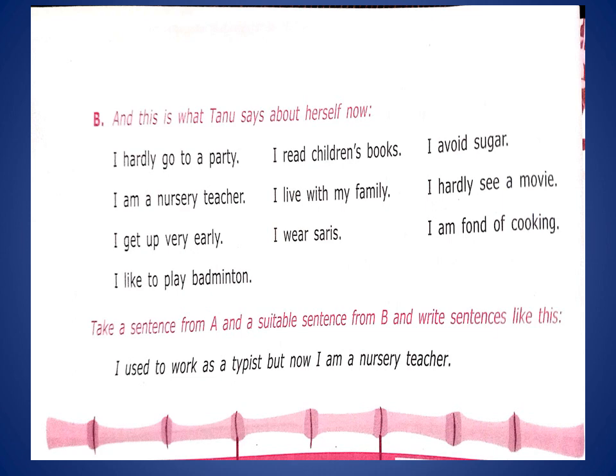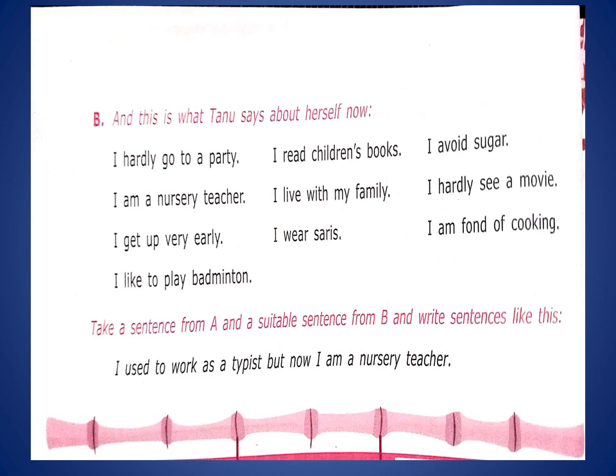Okay, now it is B, and this is what Tanu says about herself now, 5 years ago and now. So let's go down. Take a sentence from A and a suitable sentence from B, and write sentences like this. So we need to write sentences like this by using used to. I used to work as a typist, but now I am a nursery teacher. This is an example, children.